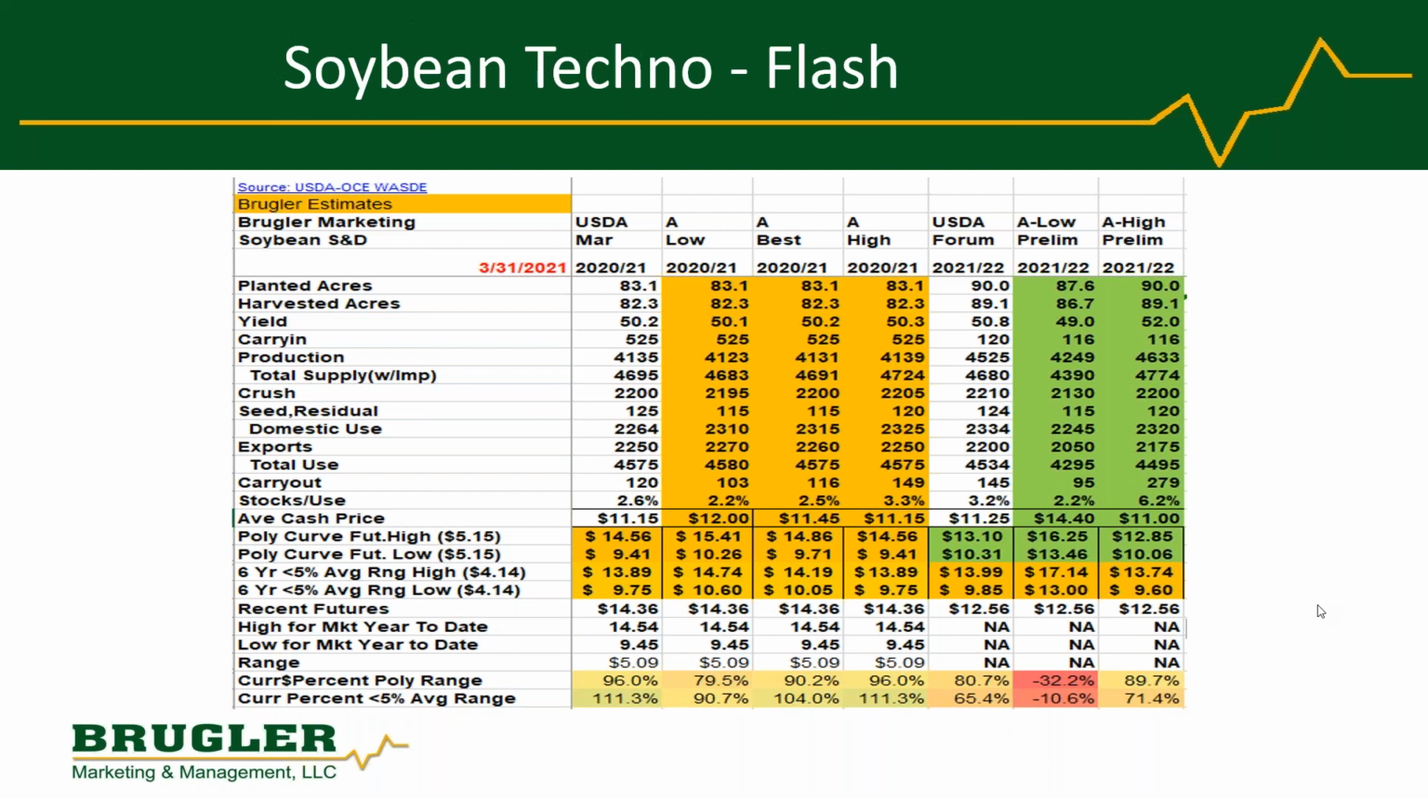Bumping over to new crop, similar methodology to what I shared with you on the corn side. The 87.6 million acres in the A-low is the planted intentions report. That's what USDA gave us yesterday. We dropped their February yield of 50.8 down to 49 because we're trying to show the tightness here. And you could argue that in a dry year, a dry start to the year, it might impair the yields a little bit.